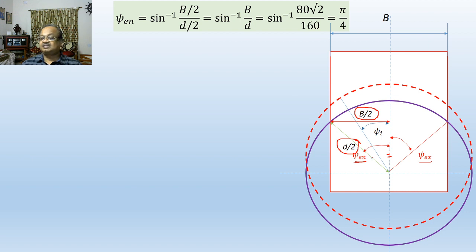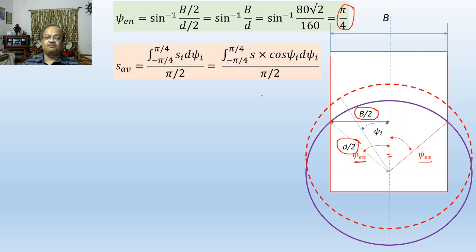this particular angle is sine inverse of (B by 2) by (D by 2), and that becomes pi by 4. So this is basically minus 45 degrees, this is 45 degrees. Once we have found out where the cutting is starting and where it is ending, we would be able to find out the average feed.